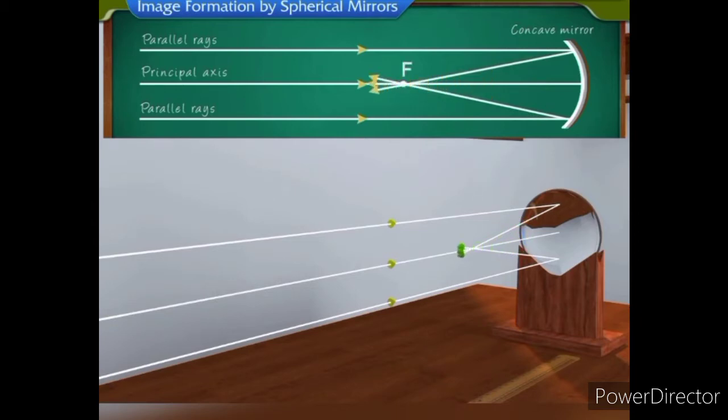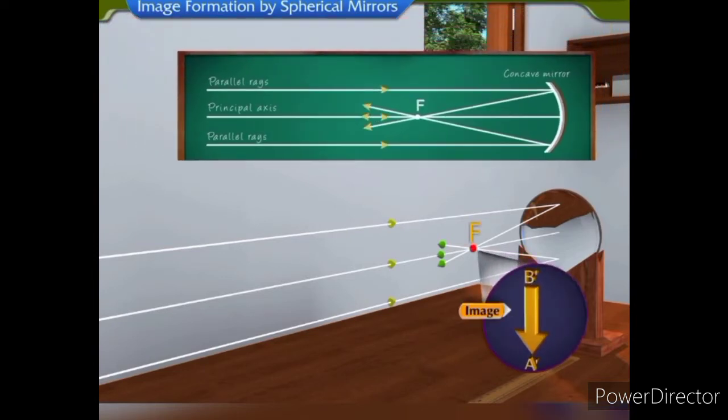The rays parallel to the principal axis pass through the focus after reflection. The three rays meet at the focus and image is formed at that point. The image is real, inverted, and highly diminished.